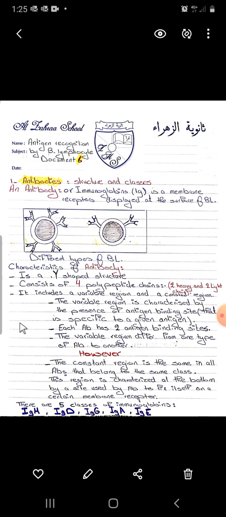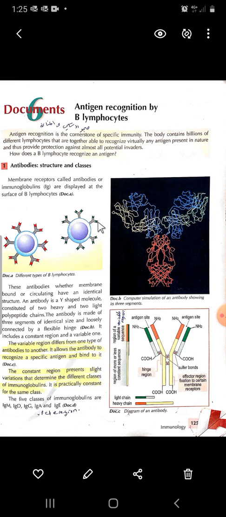The variable region is characterized by the presence of the antigen binding site. This is the variable region. You will find it here also, that is found in the green or in a red color here. This is the variable region of the antibody. As you notice here, the variable region in red differs from this that is found in green or in blue.